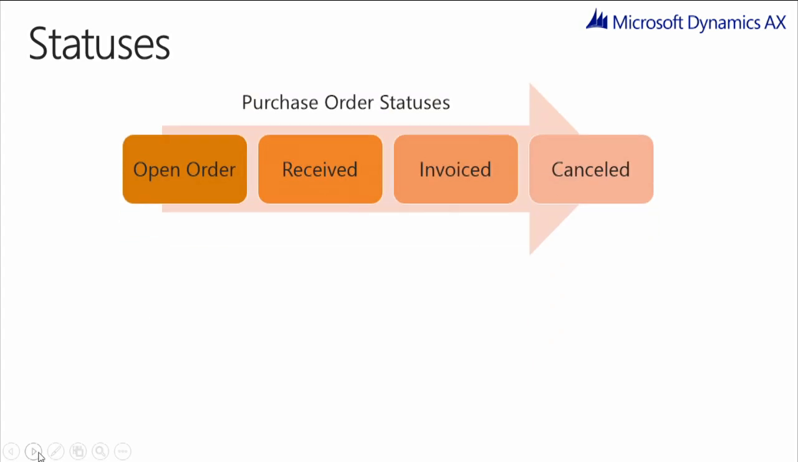Purchase orders have two different statuses. We'll talk about the purchase order status first. The status indicates how far the selected order is in the purchase order process. In addition to the status on the purchase order header, each line of the order can also have a status. The purchase order statuses include open order, received, invoiced, and canceled. A purchase order will only reach the next status of received or invoiced if the entire purchase order is received or entirely invoiced.